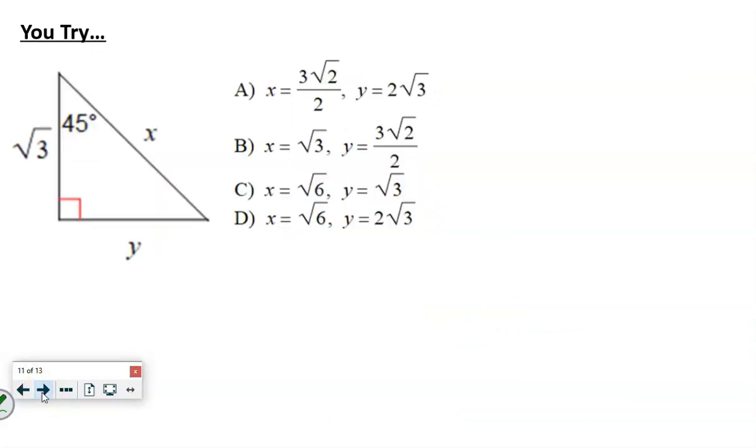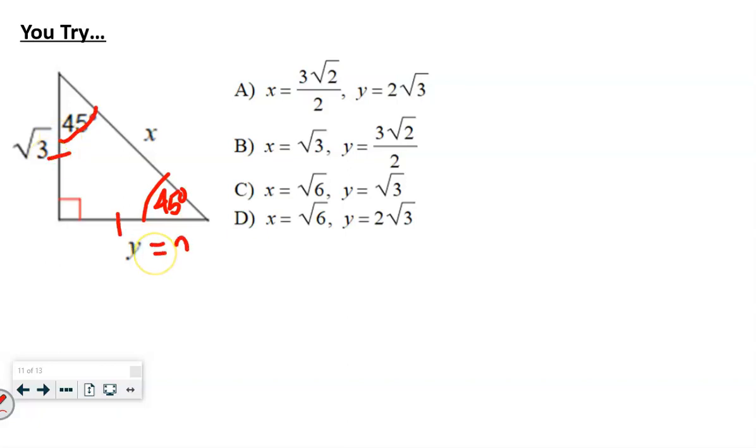Here's another you try. Go ahead and do this one. Come back to me when you're done. So again, notice it said 45 up there, so we're going to put another 45 right here, which again means these two angles are congruent, okay?